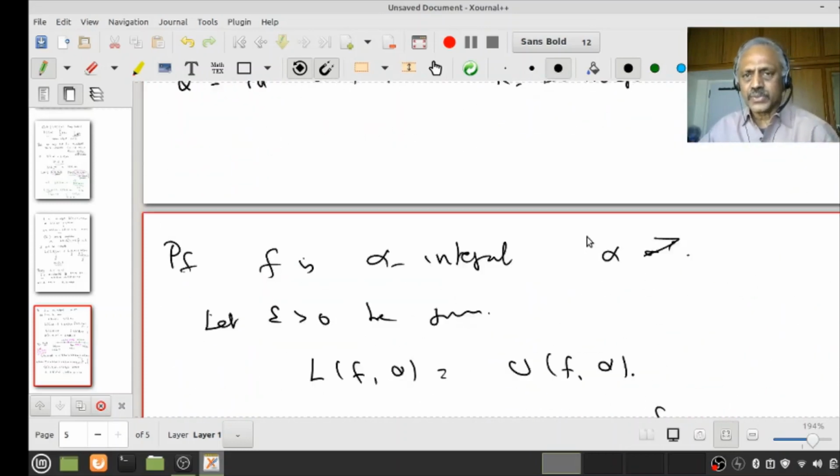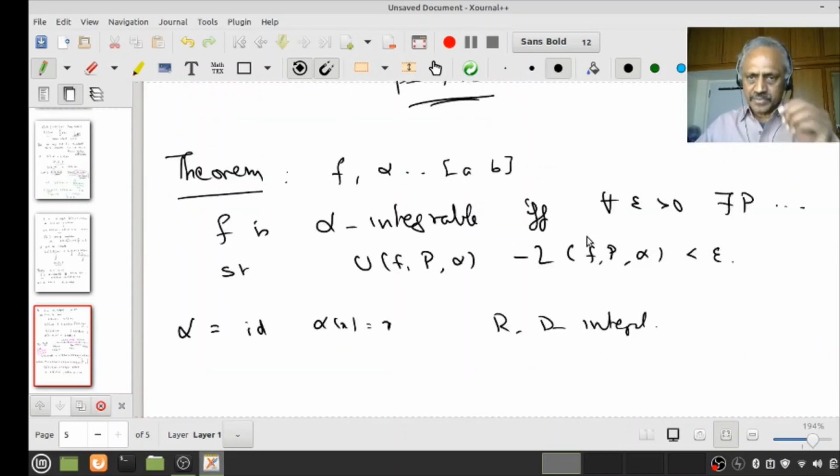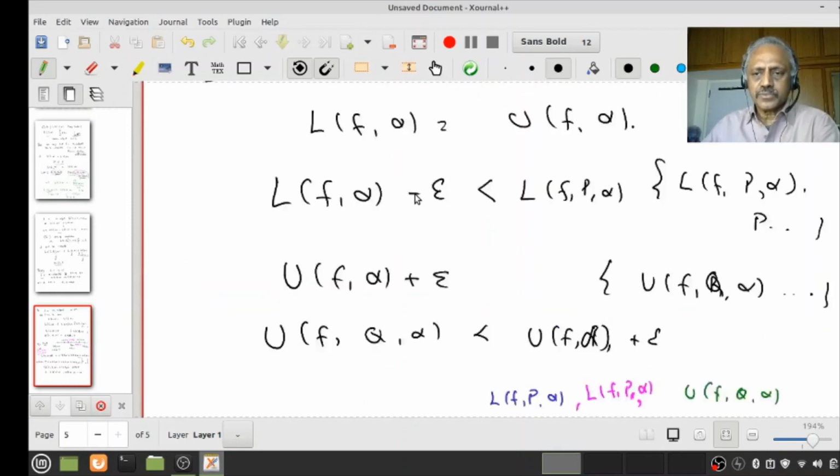So what have we shown now? We have shown that if f is alpha integrable, then given any epsilon positive, I can find a partition P so that the upper sum with respect to that partition minus the lower sum with respect to that partition will be less than the pre-assigned epsilon. Are you happy? Good. Now what is it that I have to prove? I have to prove the converse.